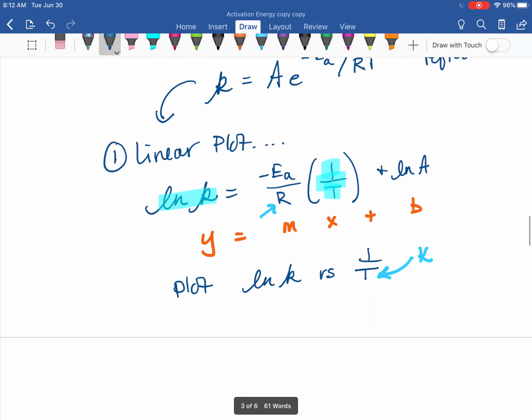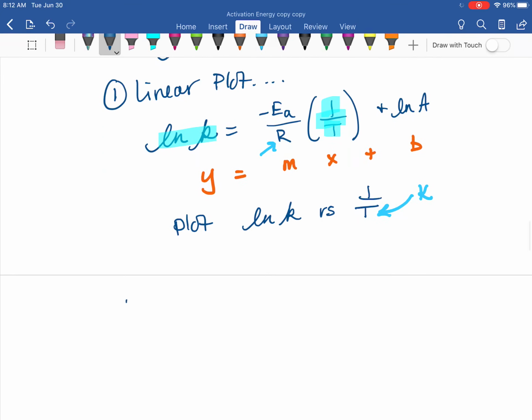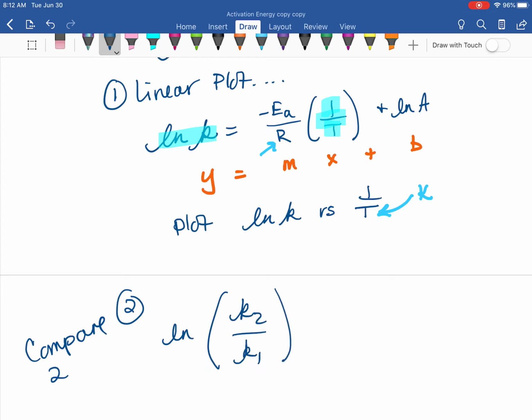And then it's also possible to just literally calculate 2 rate constants at 2 different temperatures. So we could also just use this to compare 2 sets of data. So we could take the natural log of 2 of these and compare 2 temperatures. And we're going to do examples of both of these.